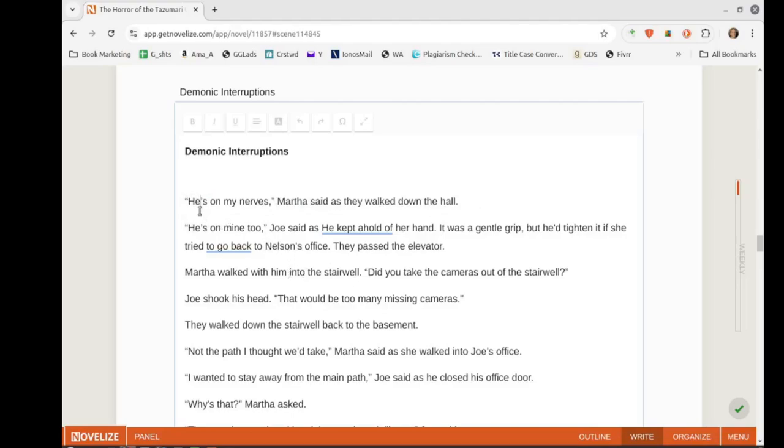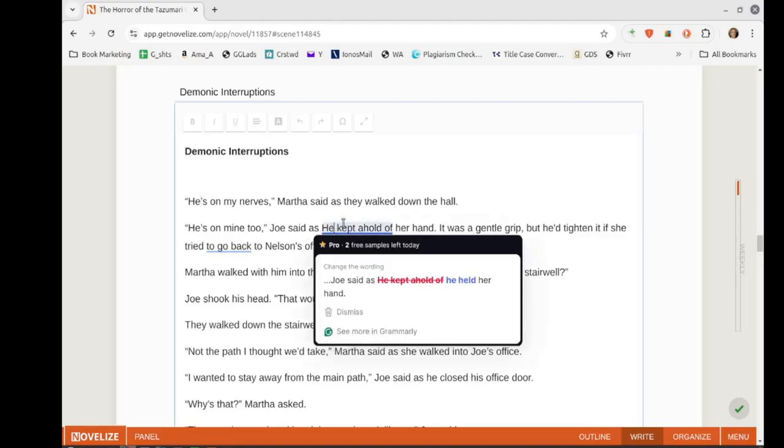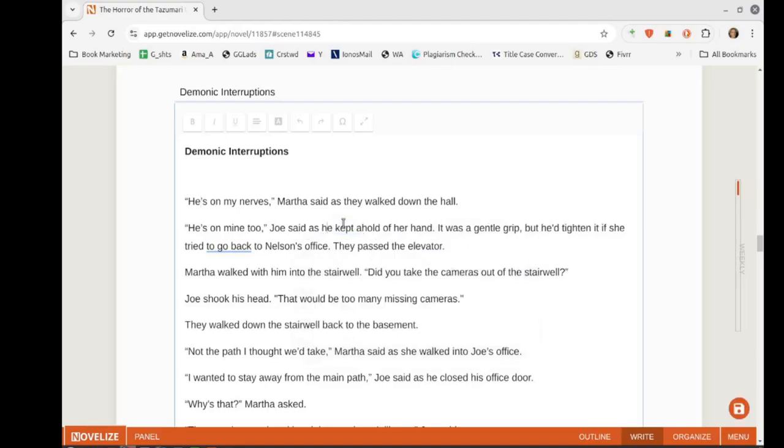And then we've got, "He's on my nerves," Martha said as they walked down the hall. "He's on mine too," Joe said, as he kept a hold... See, I've already fixed part of this. As he kept a hold of her hand. What happens is, this means that this was its own sentence, and possibly this wasn't even here. So, it was a gentle grip, but he'd tighten it if she tried to go back to Nelson's office and brain him. And then they passed the elevator.